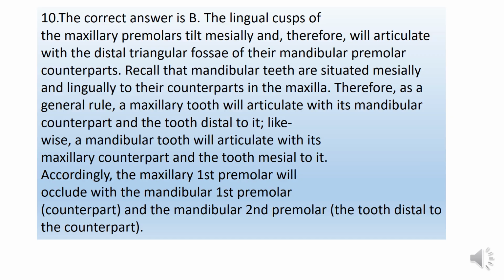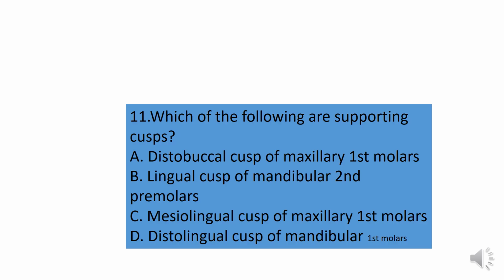And one thing we have to remember: mandibular teeth are situated mesially and lingually to the counterpart in the maxilla. Therefore, as a general rule, a maxillary tooth will articulate with its counterpart and the tooth distal to it. Likewise, a mandibular tooth will articulate with its maxillary counterpart and the tooth mesial to it. So the maxillary first premolar will occlude with the mandibular first premolar, that is its counterpart, and the mandibular second premolar distal to the counterpart. This is C. Mesiolingual cusp of maxillary first molar.